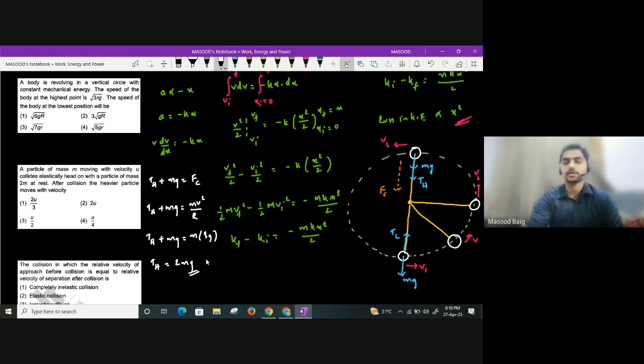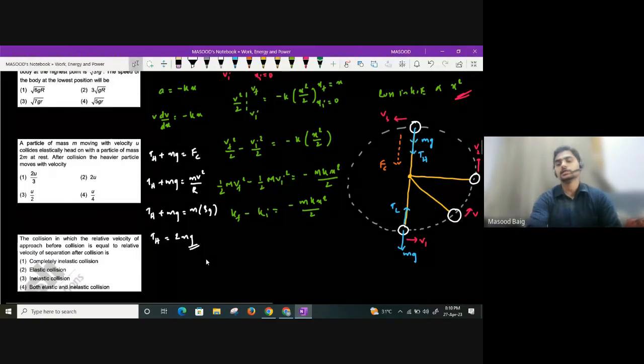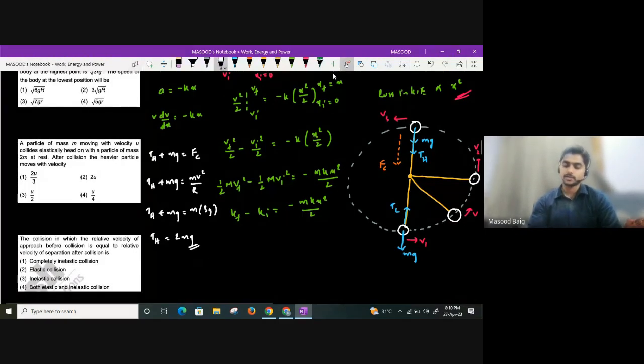Now, as I also told you, whatever may be the condition, tension at the lowest point minus tension at the highest point will always be equal to 6 mg. So what is the tension at the lowest point now? It will be 8 mg.